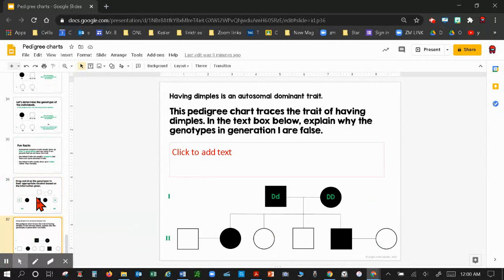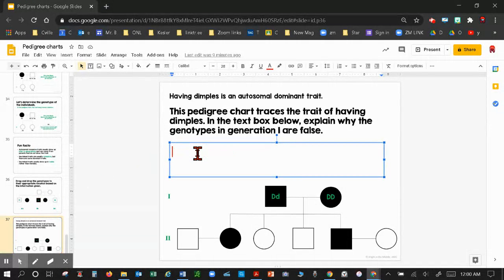So now we have dimples as an autosomal dominant trait. This pedigree chart traces the trait of having dimples. In the text box below, explain why the genotypes in generation 1 are false. Why can that not work out? Take a moment and type in this box. Give me a sentence, a good rational answer, why we know that these genotypes in generation 1 are not true.